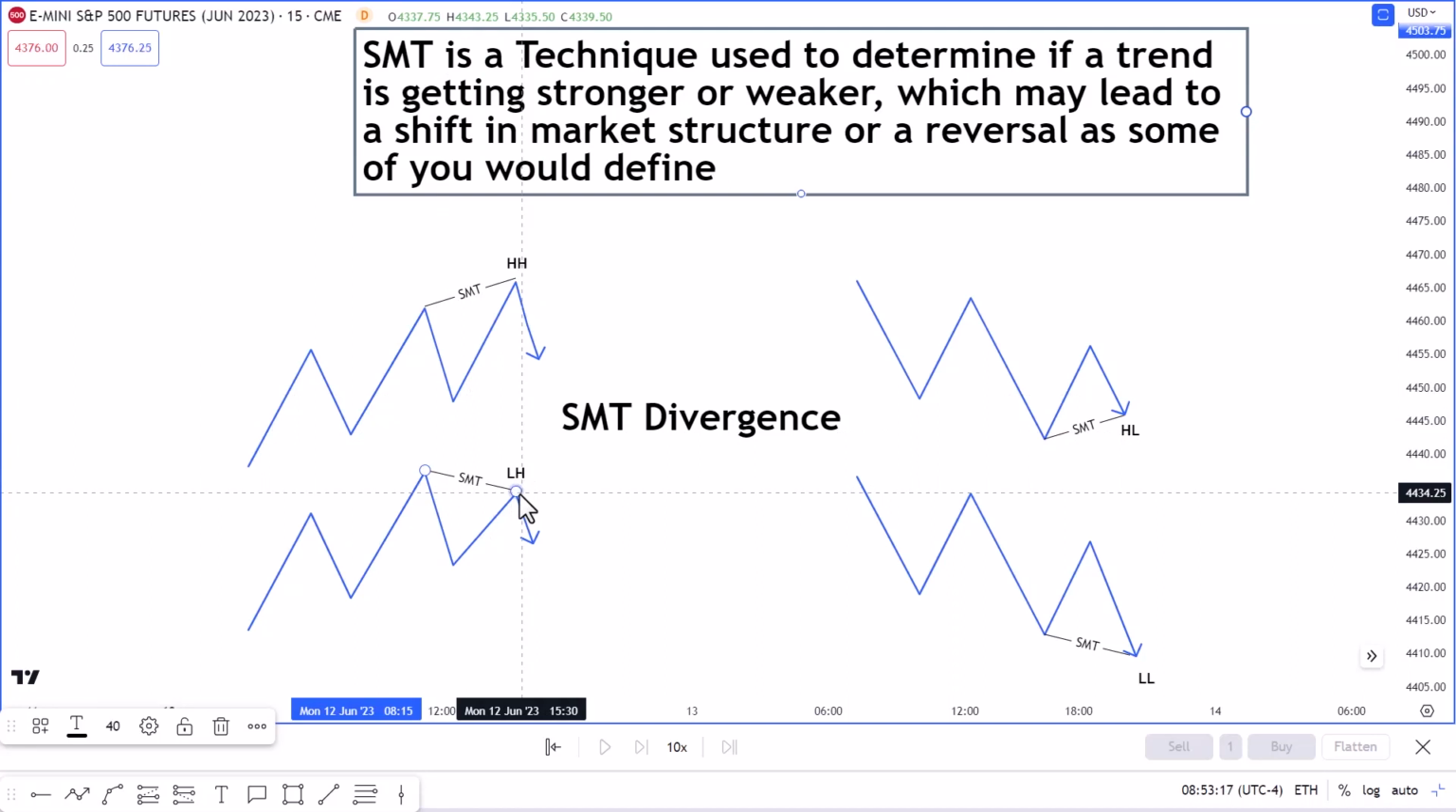When we have this, listen folks, it simply means that there is a possible reversal in trend and you can use this in trading. This is for a bullish scenario.